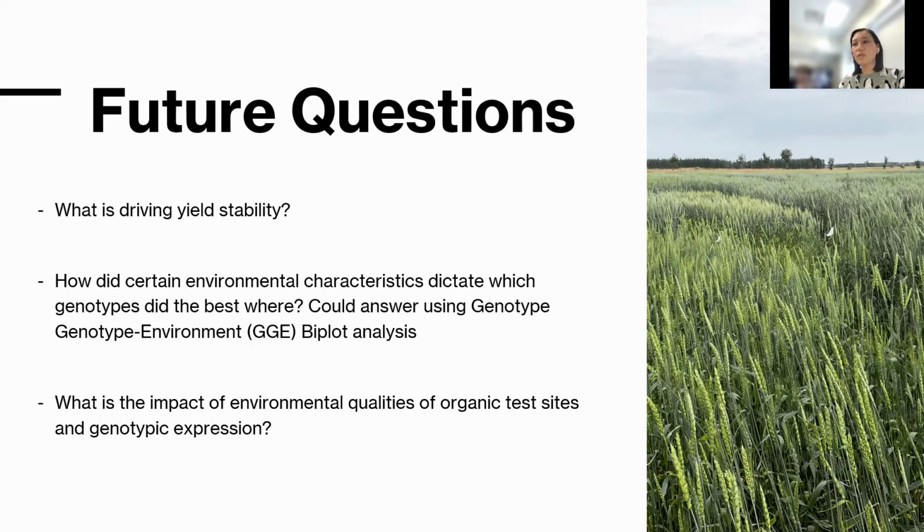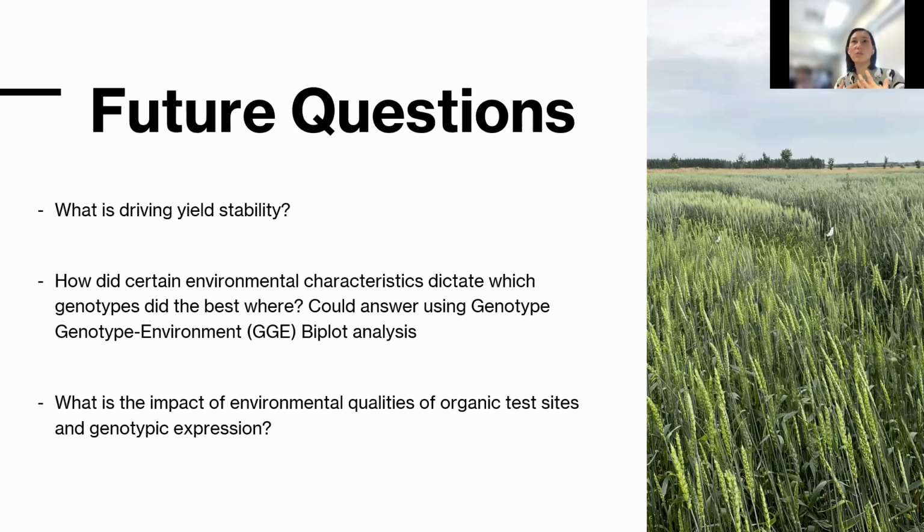And how did certain environmental characteristics dictate which genotypes did best where? There are some biplot analyses that I can do where I can look at these 3 environments clustered in one section, and this cultivar did really well here. Why is that? And these 4 different environments clustered in one section, and this genotype did well at those 3 or 4, and why is that? And also, what is the impact of environmental qualities of organic test sites on genotypic expression?